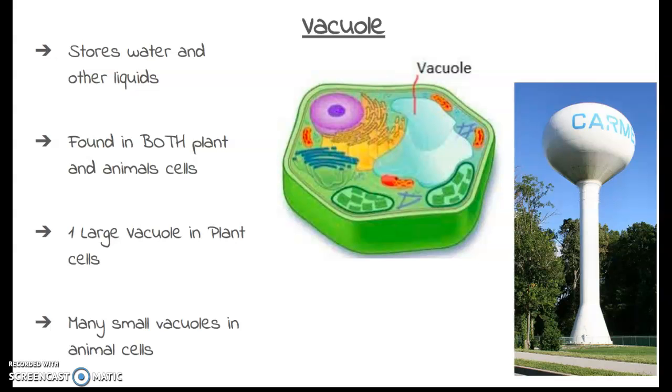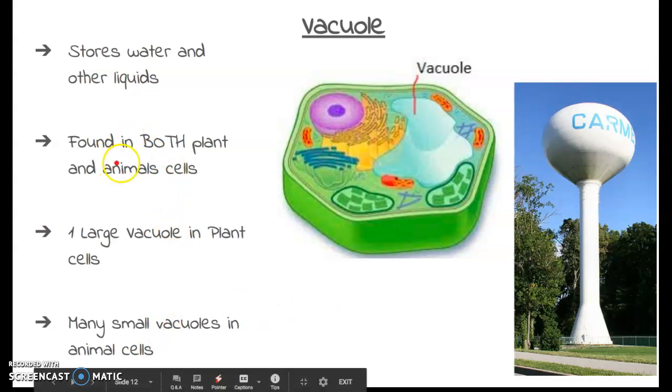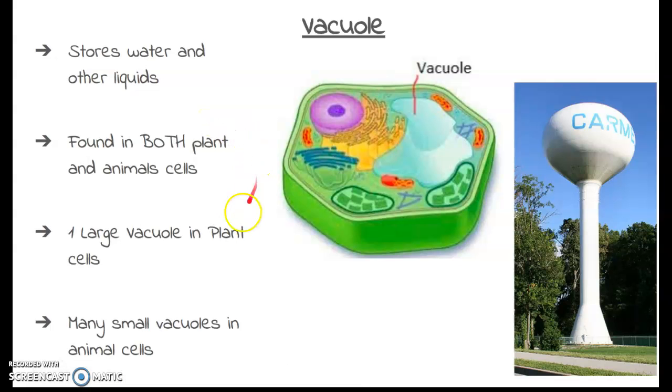Vacuoles. Now, both cells have vacuoles. However, they're a little bit different. A plant cell has one large vacuole. So this is a picture right here of a plant cell. You have one big vacuole right here. Whereas animal cells have many small vacuoles. So if this was an animal cell, you wouldn't see one big central vacuole. You'd see several small vacuoles around the cell.